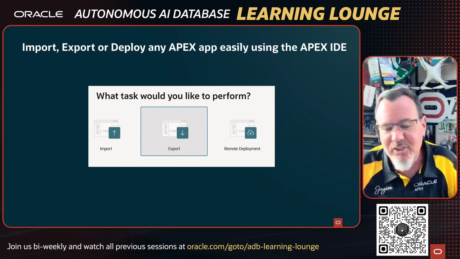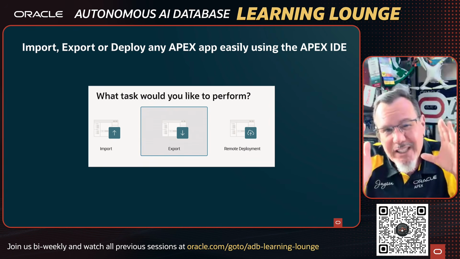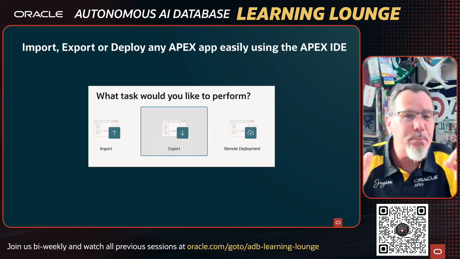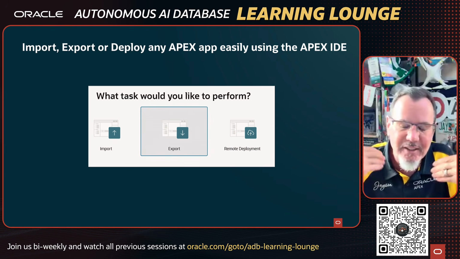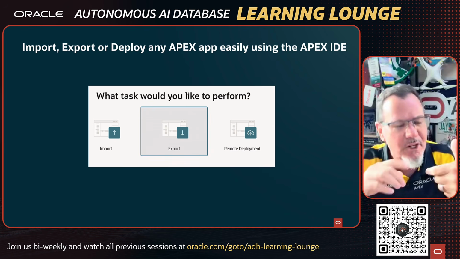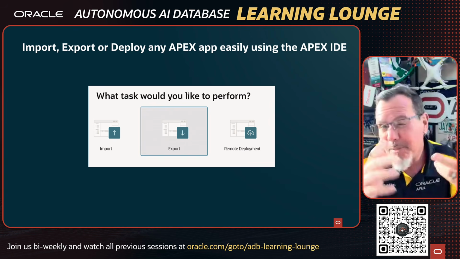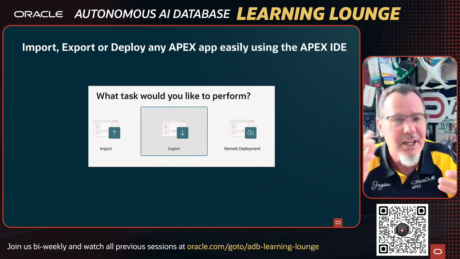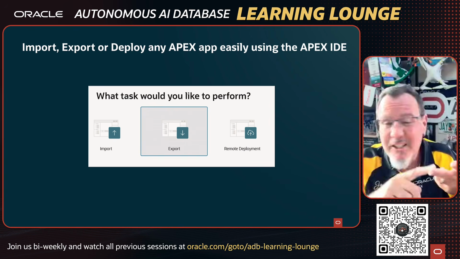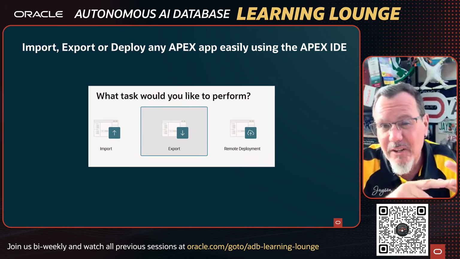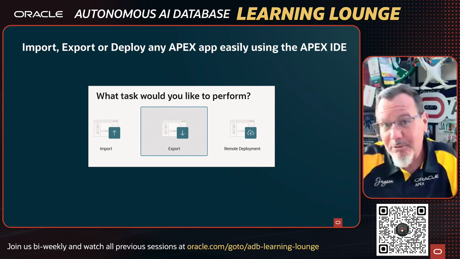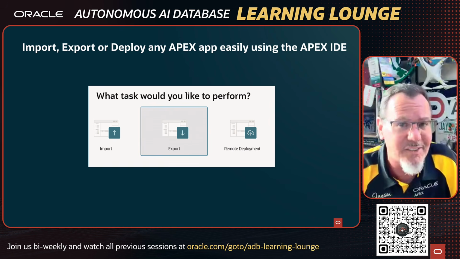Now, from there, once your app is built, you can obviously import other apps. You can use the gallery to install sample apps, but you really can export an app and then you can deploy it to other environments. So in the context of professional software development, you'd have a developer environment, might be the Apex service on Autonomous Database. You then might have a UAT or stage environment and maybe a production environment. How do you migrate the app, right? How do you migrate the schema objects?